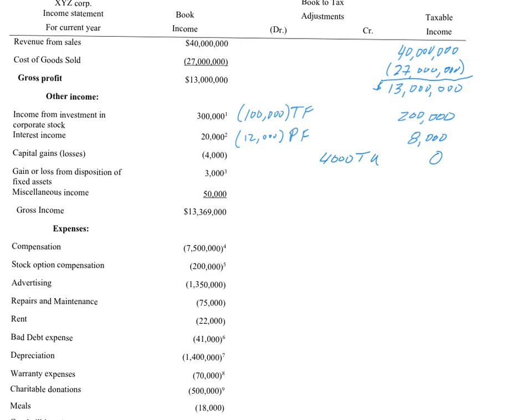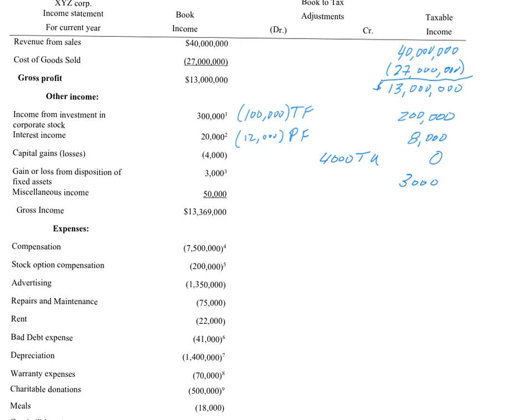So there's a note by that one, be an ordinary gain. So what do we have to do from an adjustment perspective? Well, book and tax are going to be exactly the same for that $3,000 of gain. That is going to be $3,000 of gain for tax purposes as well.